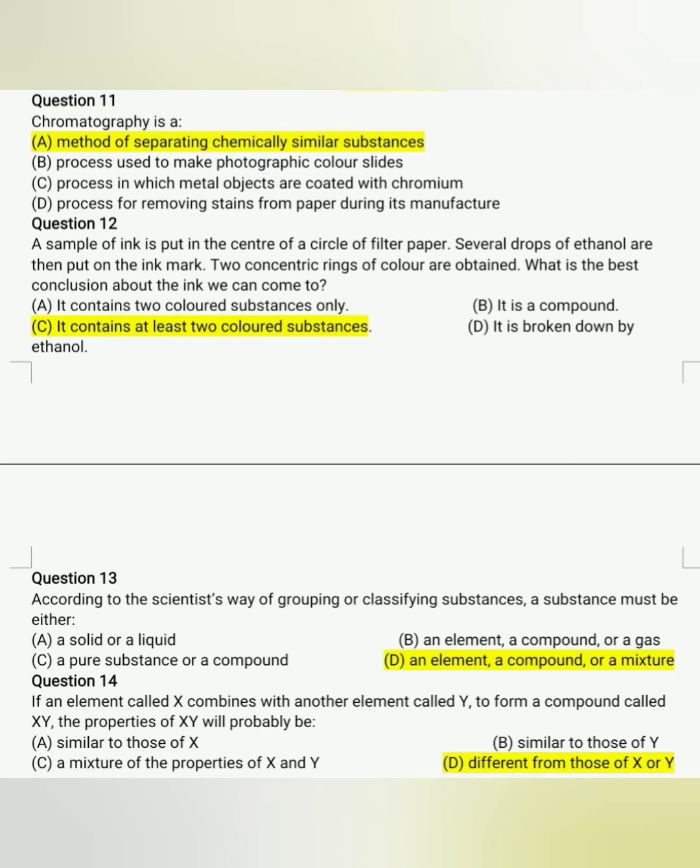Question number 13. According to scientists' way of grouping or classifying substances, a substance must be either D, an element, a compound, or a mixture. Now question number 14 is, if an element X combines with an element Y to form a compound XY, its properties will probably be D, different from X and Y.